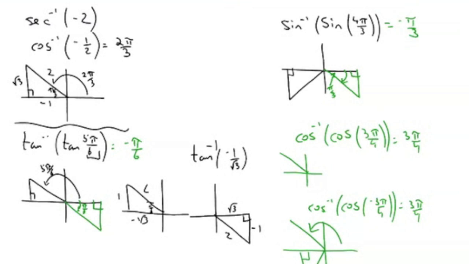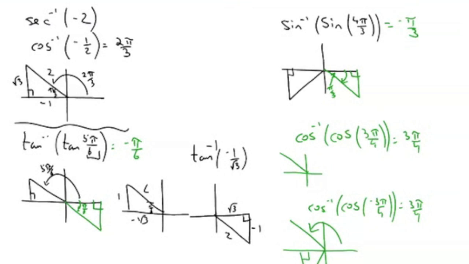So, for instance, if I do sine inverse of sine of 11 pi over 6. This one is bad. It's in the fourth quadrant, so it is well defined. Does that mean the sine inverse and sine just cancel? No. It's going to be negative. It's negative pi over 6.